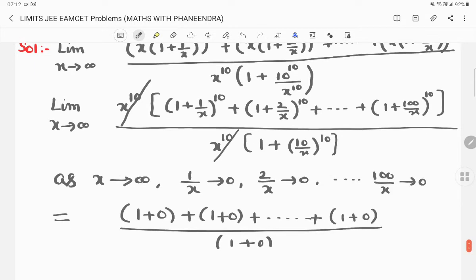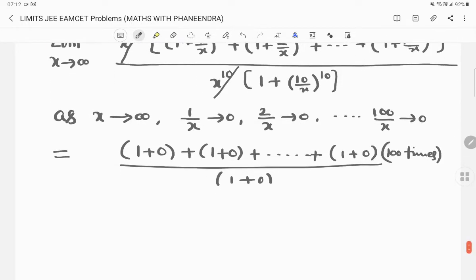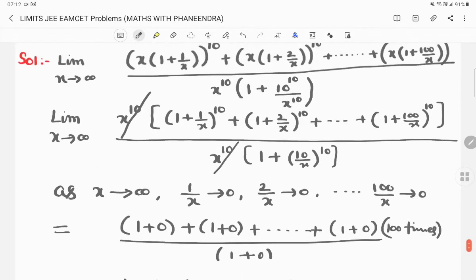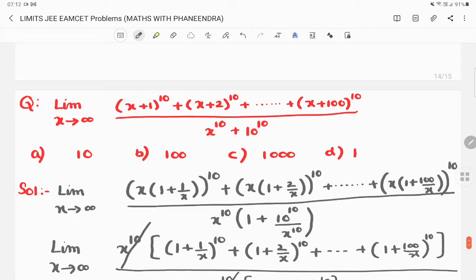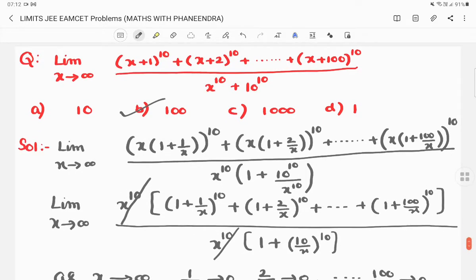How many terms are there? 1 plus 100 by x, so 100 terms will be there. Here you have to remember 100 times will be there. So 1 plus and so on 100 times means what? 100. That is equal to 100. Therefore the given limit answer is 100. So the second option, this is the second option. We'll move to the next one.